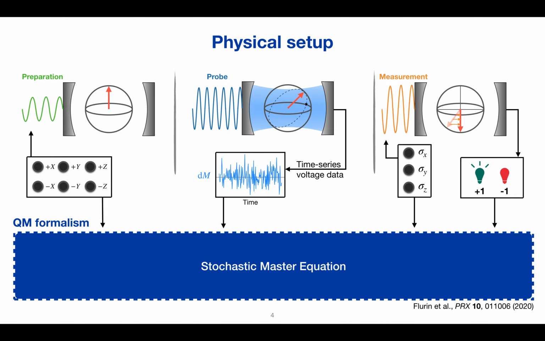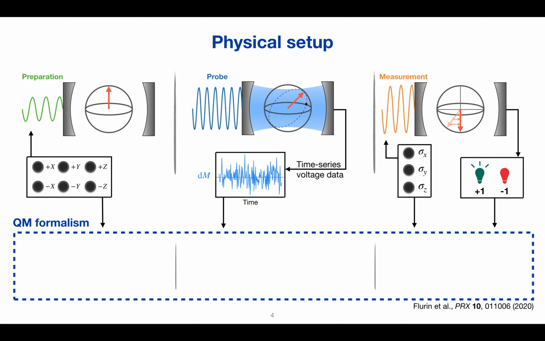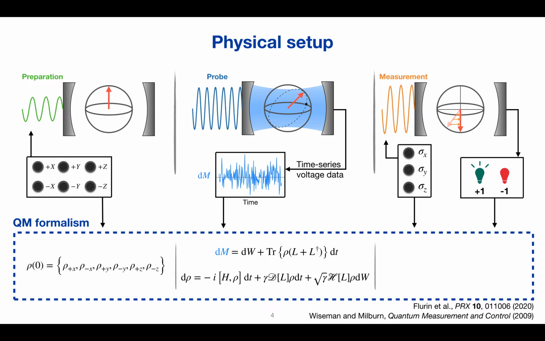To describe what happens to the qubit during such an experiment, quantum mechanics has its own formalism in terms of a stochastic master equation. In detail, the state of the qubit is initially described by one of the 6 density matrices. The time series voltage data is then integrated using a stochastic master equation that essentially has a deterministic part and a stochastic part. The final measurement pulse corresponds to a specific projector that yields a final probability for the outcome. So this entire formalism gives us a complete picture of the state of the qubit, which we call a quantum trajectory.